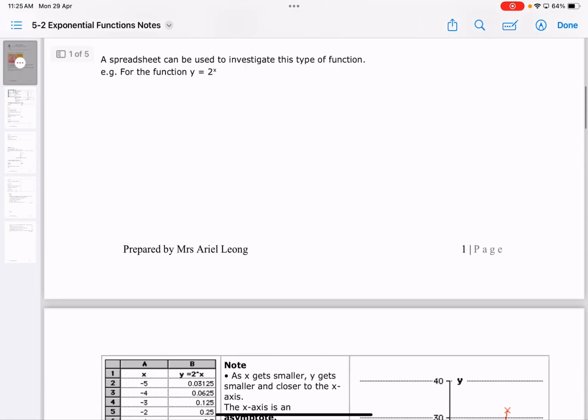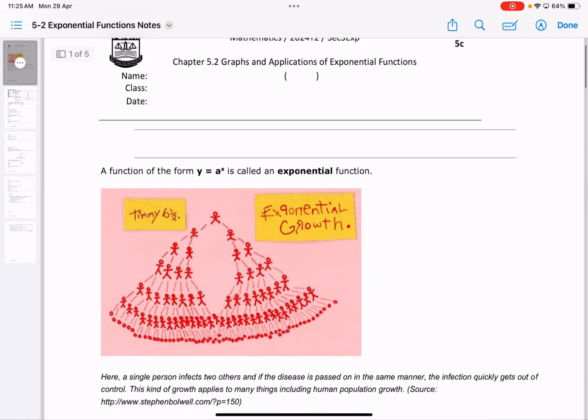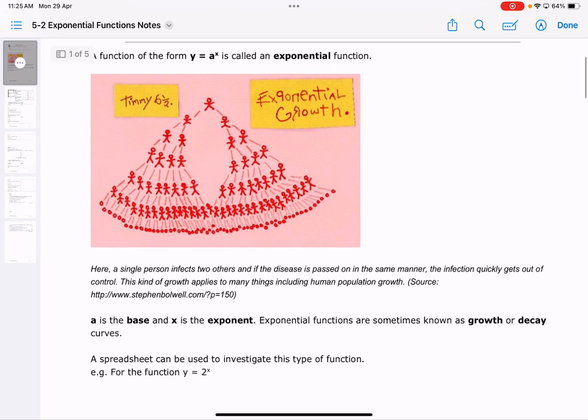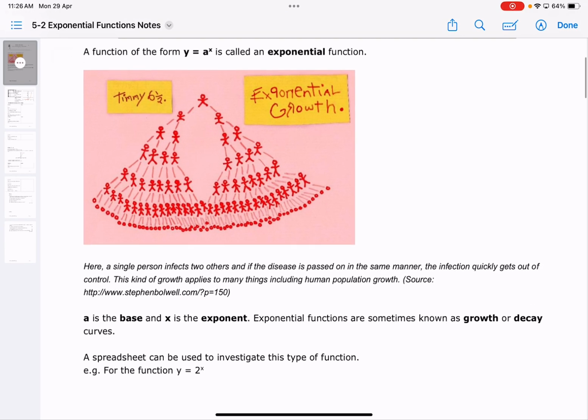This is done by Miss Ariel Leong. It's obvious. Her paper is hard. Yeah. Miss Ariel Leong is my first mentor when I came into HR.